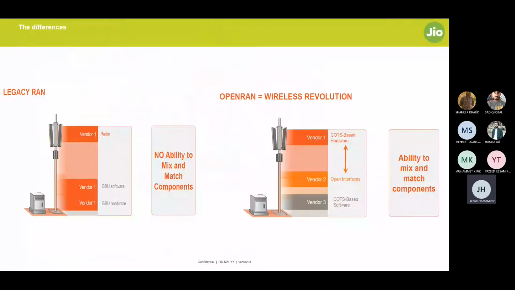While in the Open RAN approach, which is a wireless revolution's approach, you can buy a solution for the radio from vendor 1, and the interface you buy from vendor 2, another vendor. And from vendor 3, you can buy the baseband unit, the hardware. This is one case you can go with. The other case is you buy the baseband unit from vendor 1, and let's say the open interface from vendor 3, and commercial off-the-shelf based hardware from vendor 3.